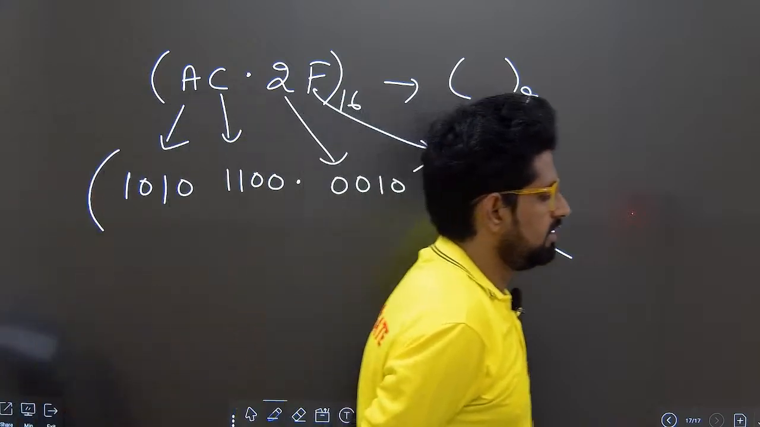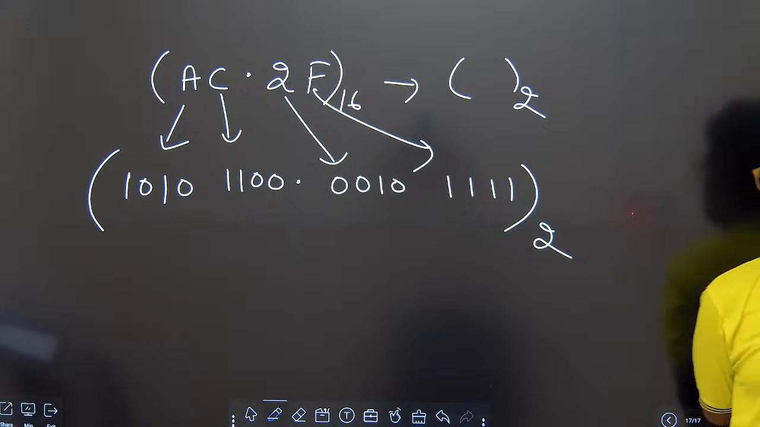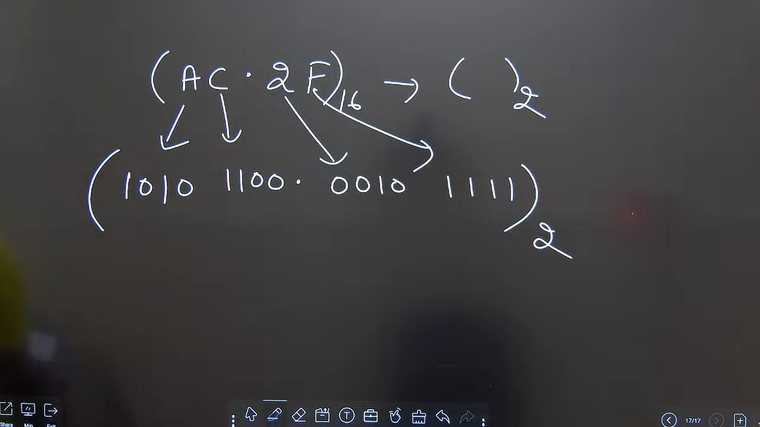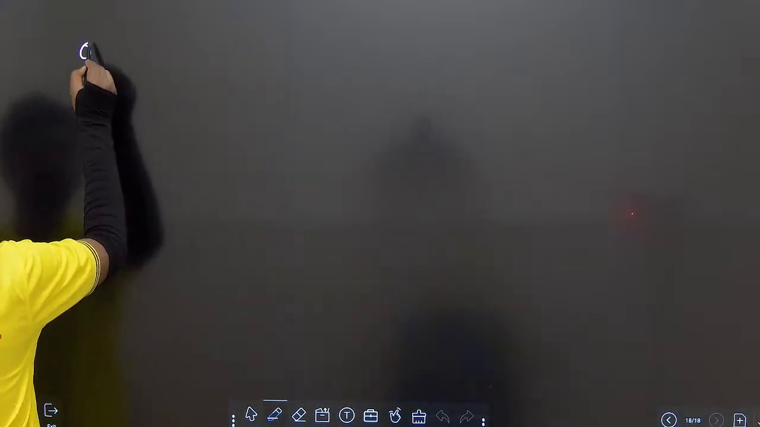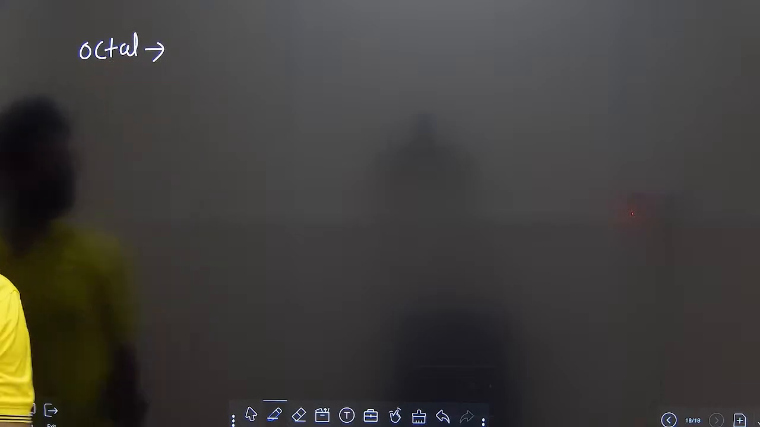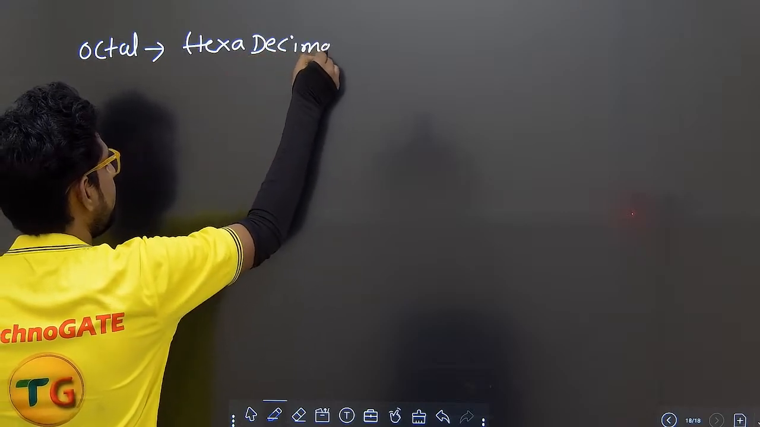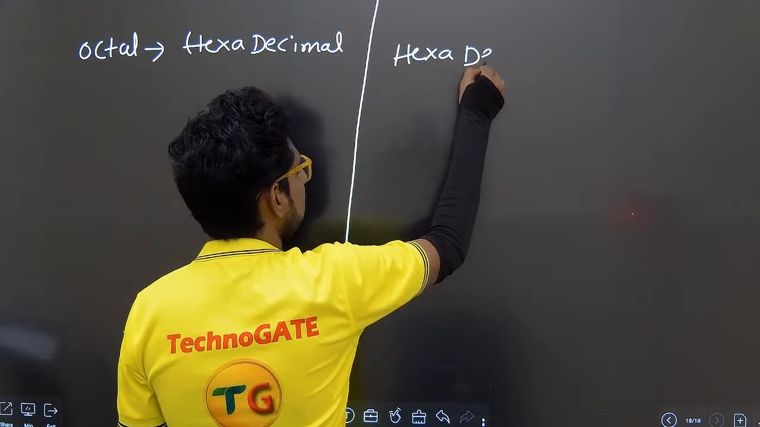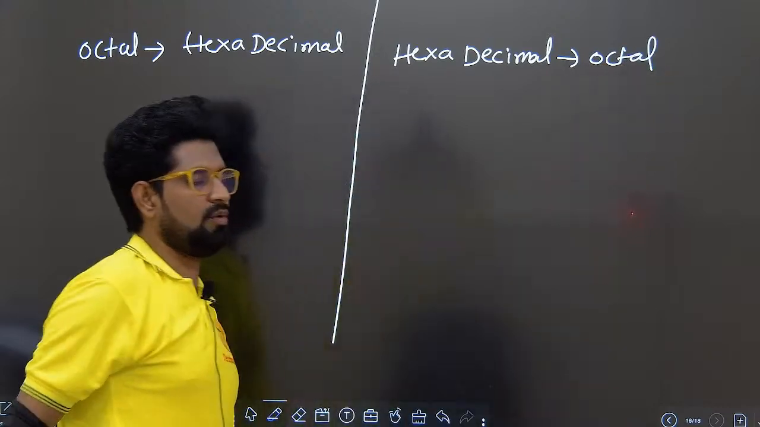Have you understood? Please note down this. Kindly note down this. Next we will discuss the last models, which are octal to hexadecimal, and next one, hexadecimal to octal. How to convert this?